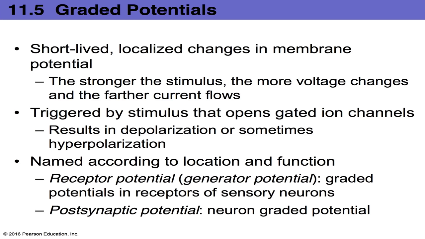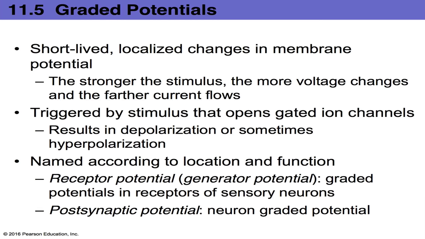Graded potentials are short-lived, localized changes in membrane potential that can be either depolarizations or hyperpolarizations. Graded potentials are called graded because their magnitude varies directly with the stimulus strength. So the stronger the stimulus, the more the voltage changes, and the farther the current flows. They're triggered by some change in the neuron's environment that causes the gated ion channels to open. They're named according to where they're found and the functions they perform.